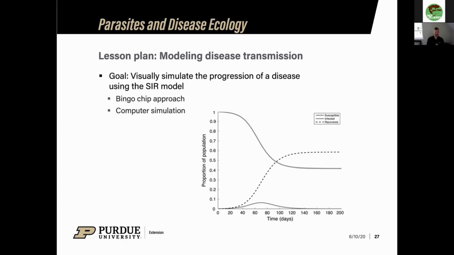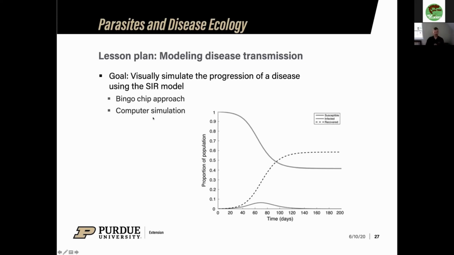With the bingo chip approach, what students will be doing is working with cups, and they have different colored chips that represent these different infection categories: susceptible, infected, and recovered. They move these chips based on certain rules, and they're able to model the disease dynamics based on the rules they formulated for that particular pathogen.